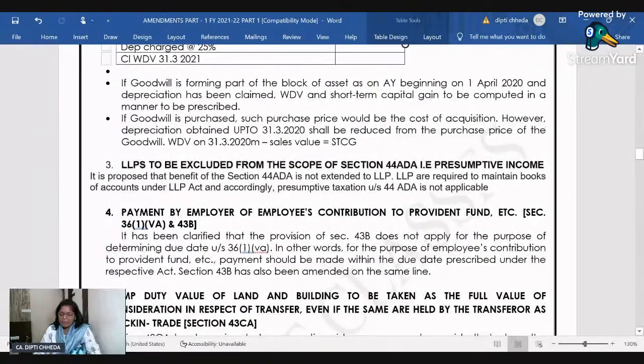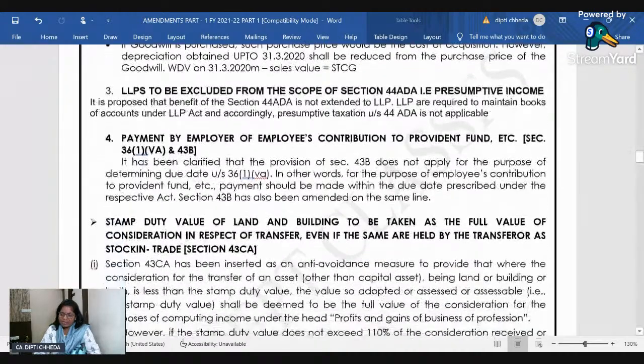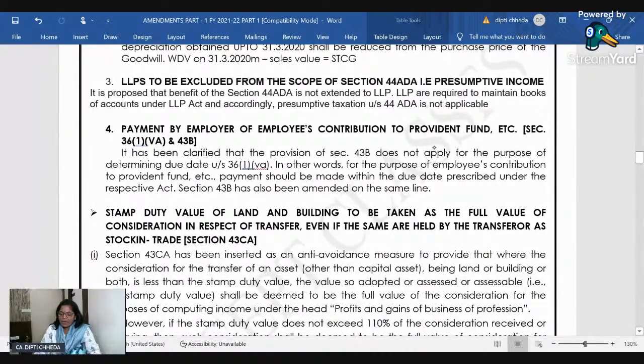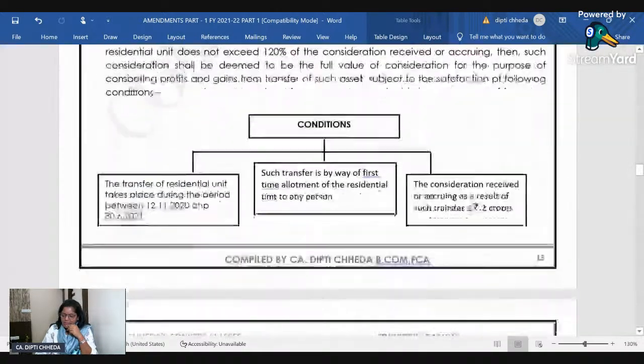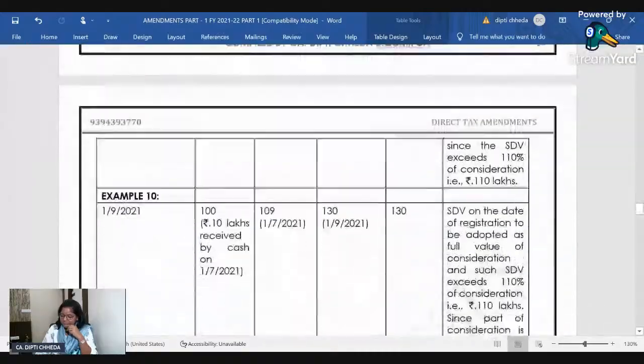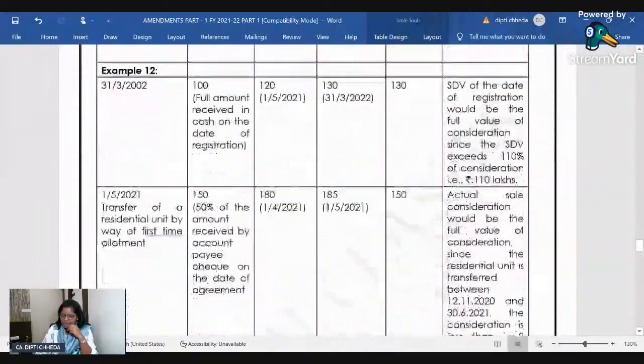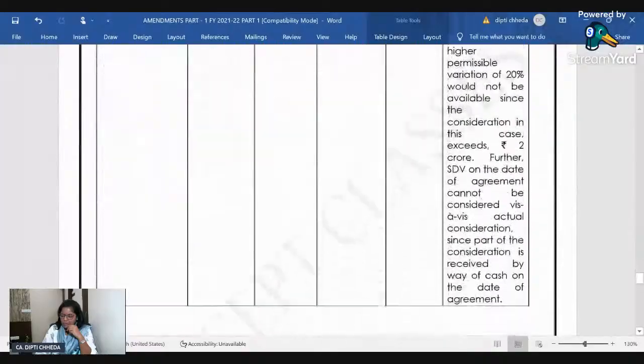Okay. LLPs are not considered for presumptive taxation for professionals, 44ADA, and employees' contribution for PF and all you have to make by 15th of next month. You can't take it in 43B. I'm rushing because I've already explained this in the first video lecture. Now, actually, 43CA I wanted to take, but it will take time, at least 15 to 20 minutes to solve all these examples.